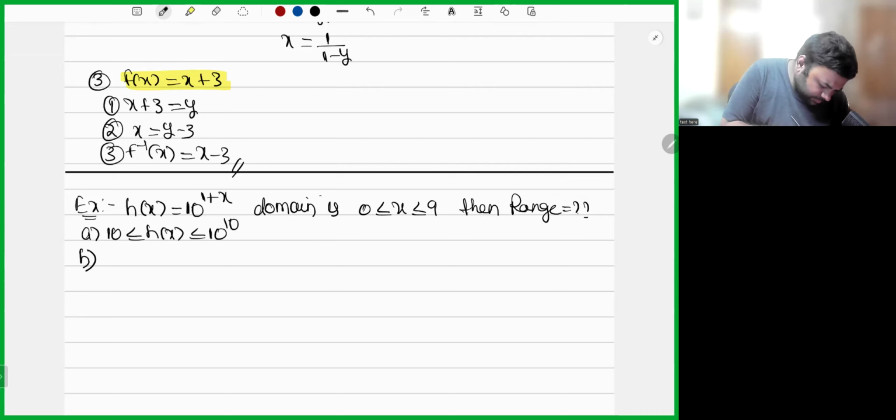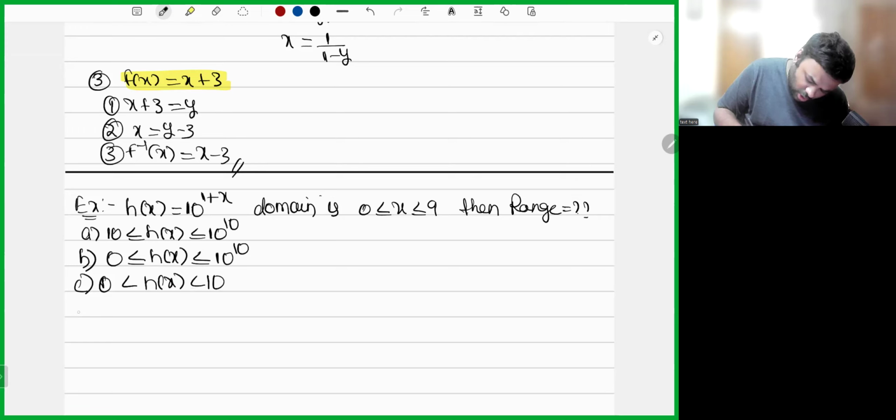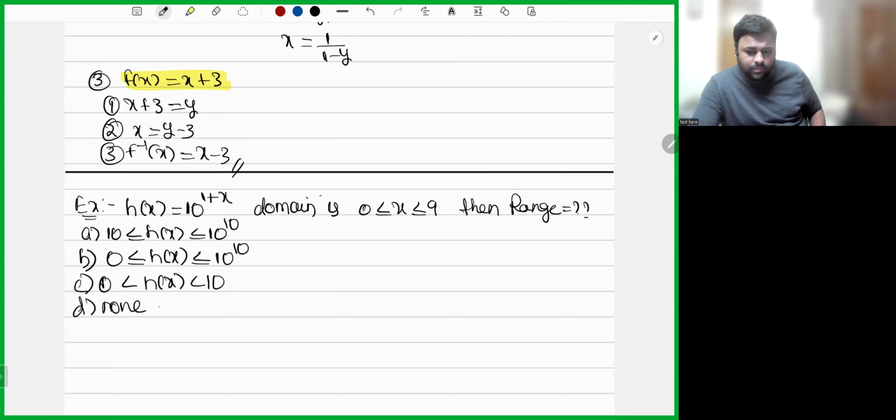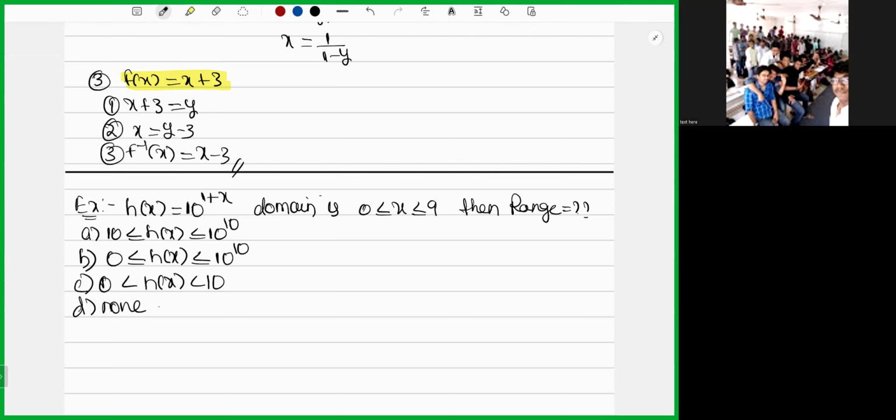Option B, 0 less than or equal to h of x less than or equal to 10 power 10. Option C, 0 less than h of x less than 10. Option D, none. That's the given question. Think, solve and tell me the answer. Domain is 0 less than or equal to x less than or equal to 9. I want you to calculate the range. How will you calculate the range?